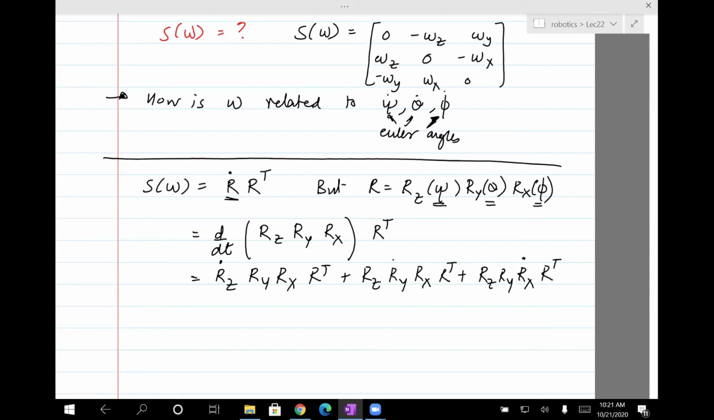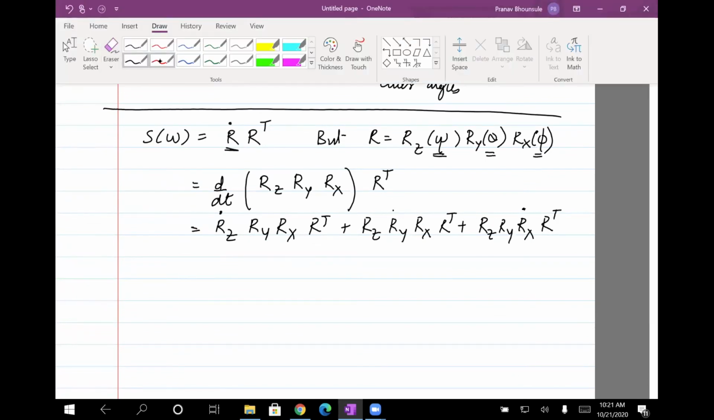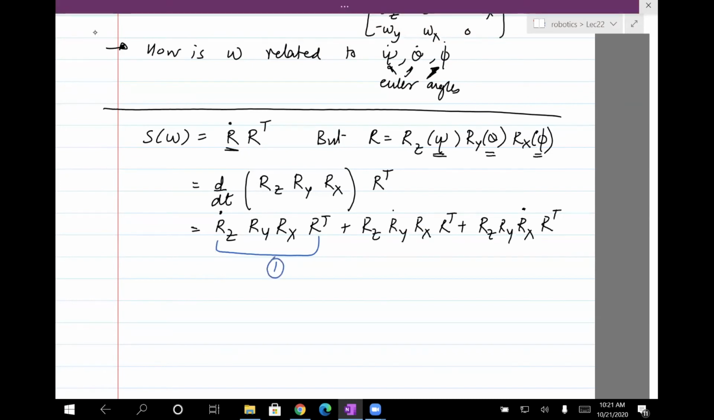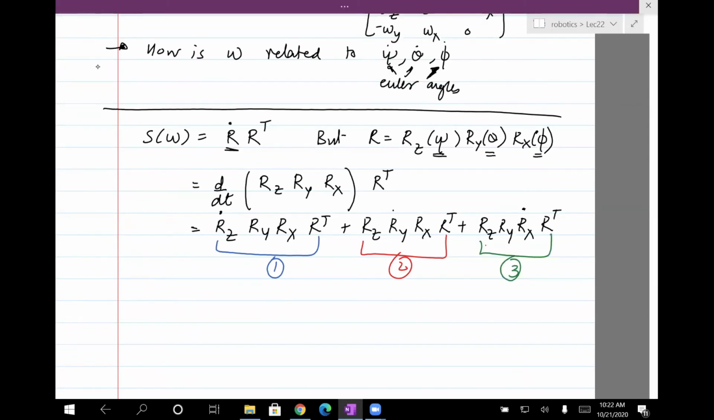So what I'm going to do is take each of them one at a time and do the math on them. So that's 1, this is 2, and that's 3. Okay, so let's start with 1.